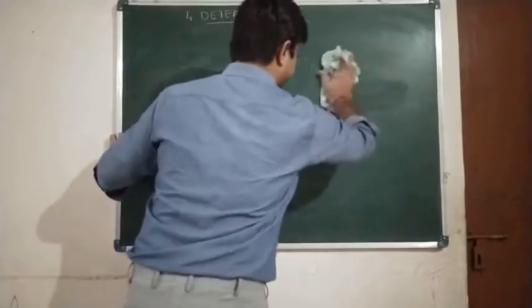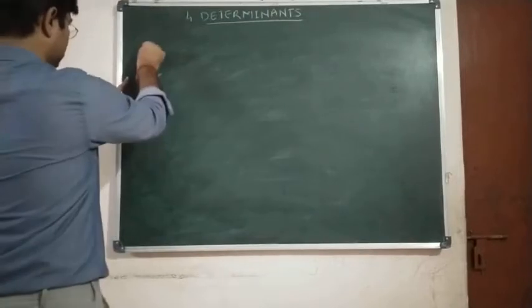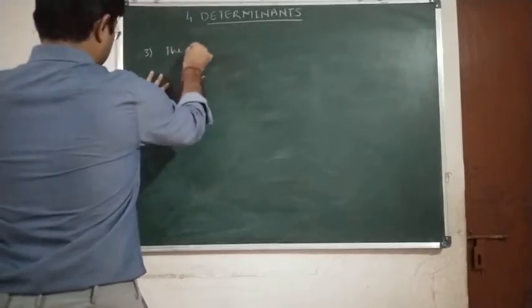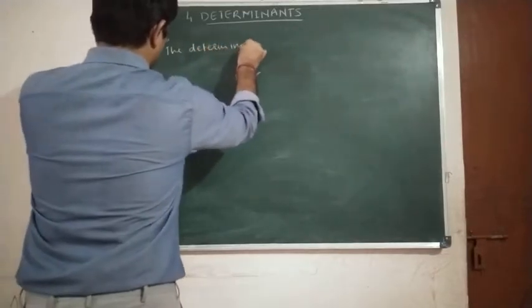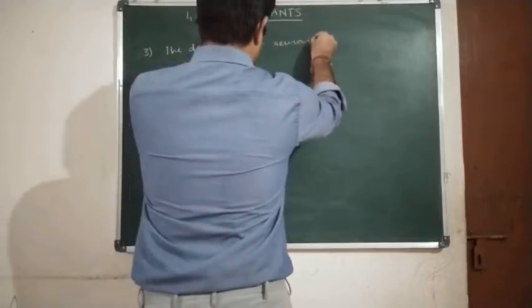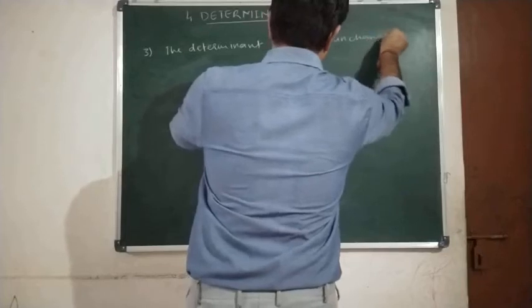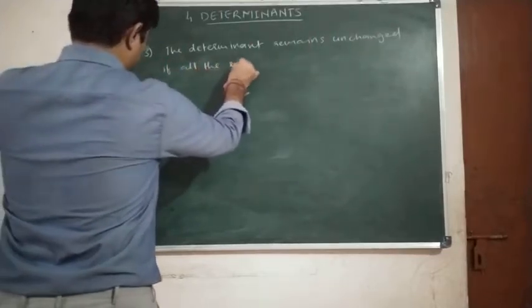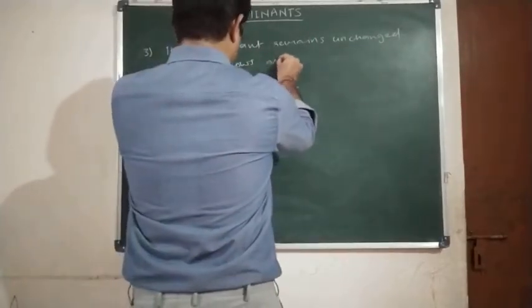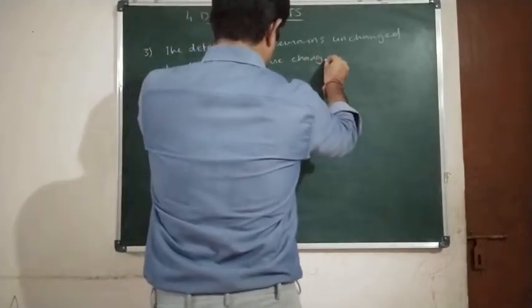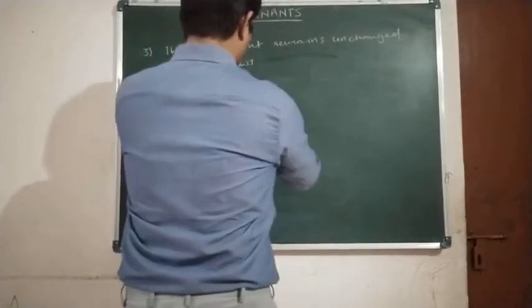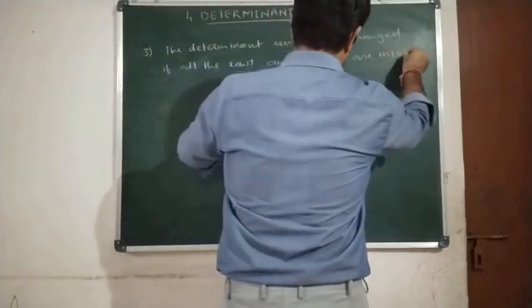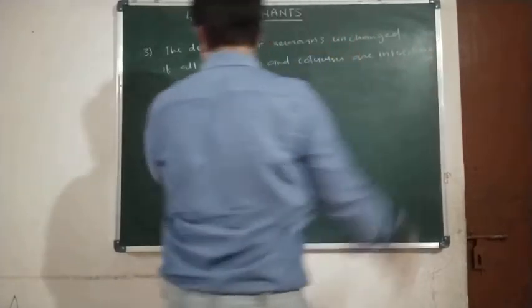Now property number 3. The determinant remains unchanged if all the rows and columns are interchanged. This is the third property.